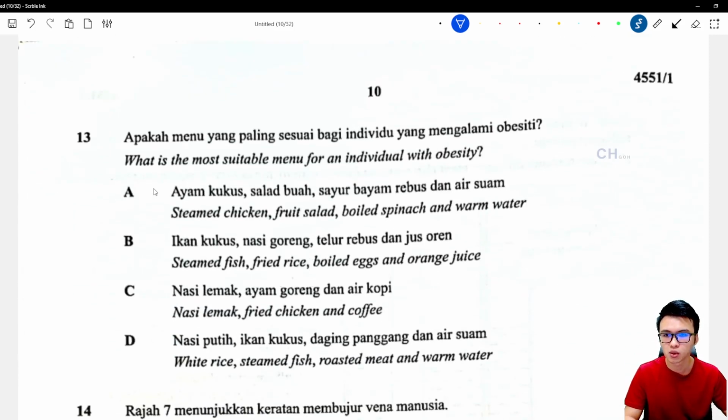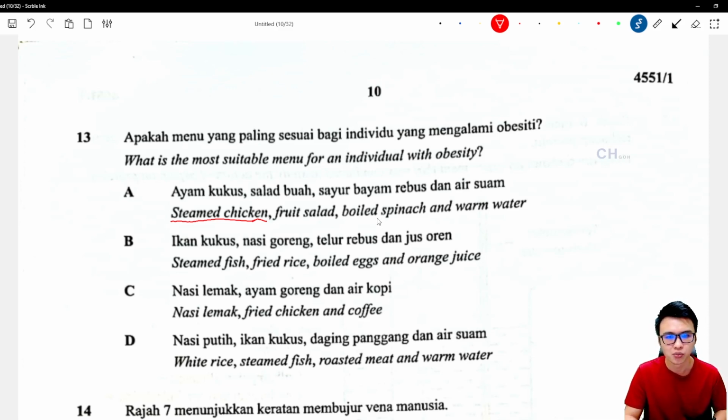Question 13. What is the most suitable menu for an individual with obesity? So it should be a lot of vegetables, a lot of fibers, a lot of water, and try to reduce the carbohydrates and fat. So this is how we get slimmer. All right, so steamed chicken, definitely. You need to eat everything steamed. Tasteless. It's not my favorite food, but it is a must if you want to reduce your weight.